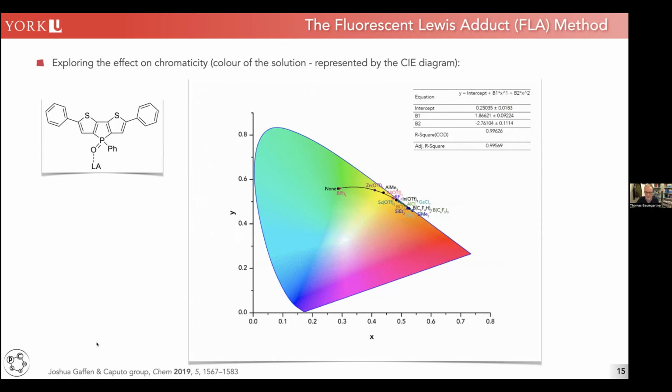He was really critical to develop this method here. When we plotted the emission, so the chromaticity of the Lewis acid-base adducts in the CIE diagram, we saw this parabolic function that developed, and Josh was able to fit this with almost 100% fit. So there's clearly a mathematical correlation with the Lewis acid strength, a parabolic fit that we can put in the CIE diagram with high precision.